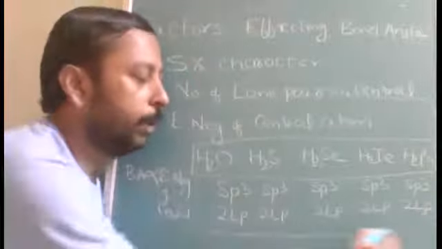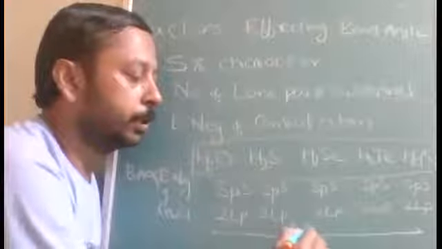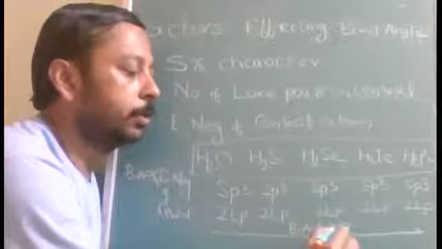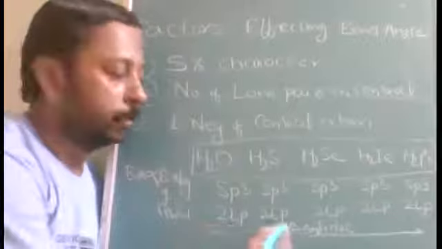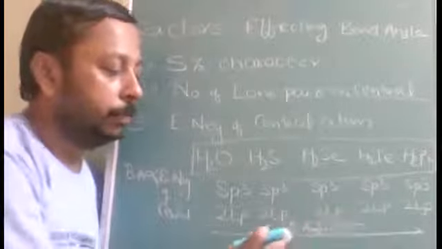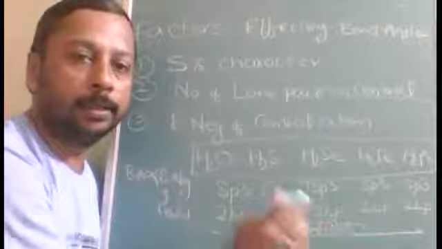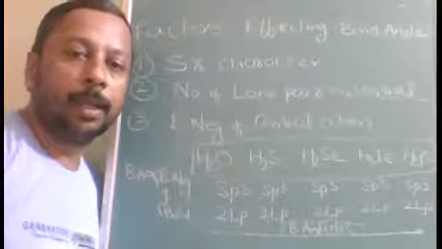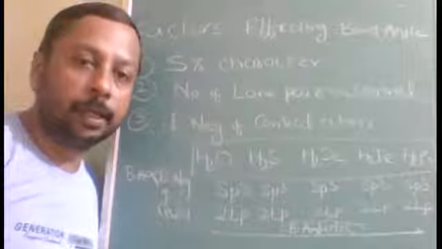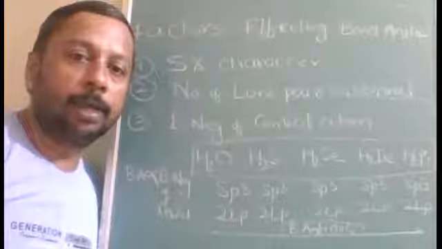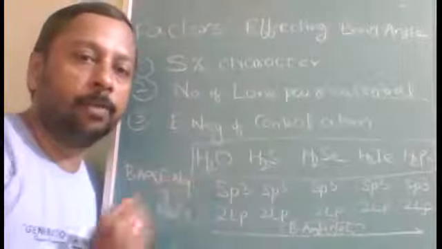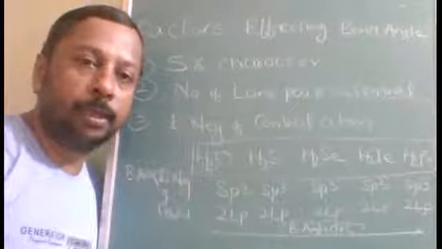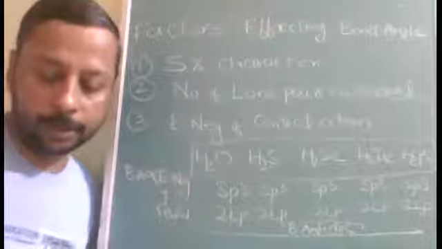Understood? Therefore, the bond angle decreases down the group. The reason is the decrease in electronegativity of the central atom. This is very important. That's why I will explain the reason through a diagram, so try to concentrate carefully.